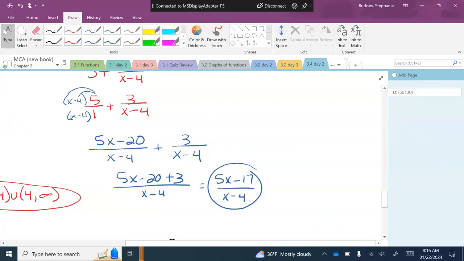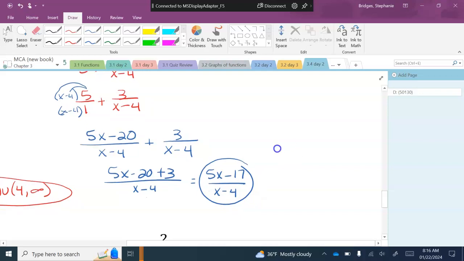Looking at this, look at my denominator. What is my restriction for this one? What can x not equal? 4. That was what I already had before, right? So I didn't add an extra one. So the only thing I can't be now is 4.